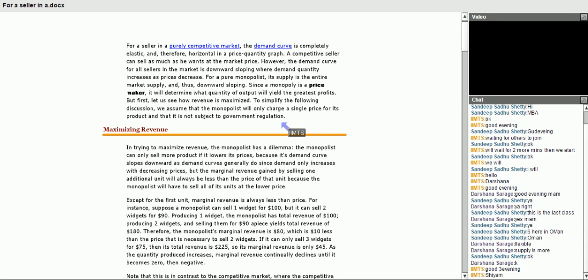But this extra $80 which he is getting is still 10 less than the price that is necessary to sell the two widgets. The price for one unit when he is selling two units is 90. So the revenue he is getting is 80 only. Means by selling two units, the extra amount he gets is 80. His marginal revenue is 80, which is less than the 90 that is the price of one widget. It is 10 less than the price necessary to sell two widgets. Is it clear? Sandeep, Darshana and Shyam?